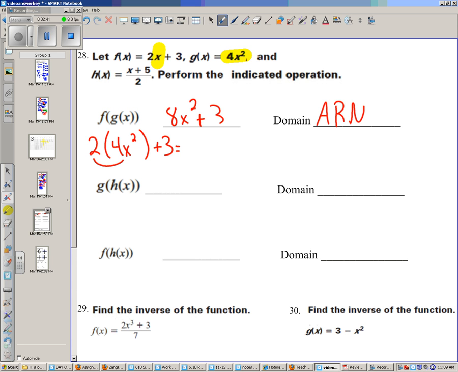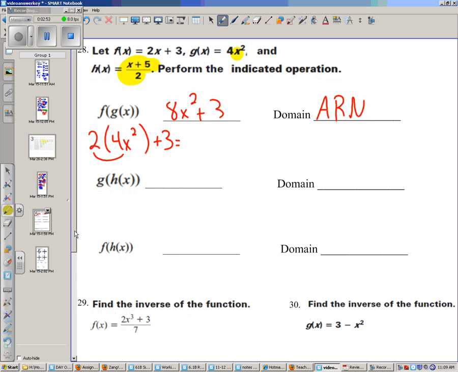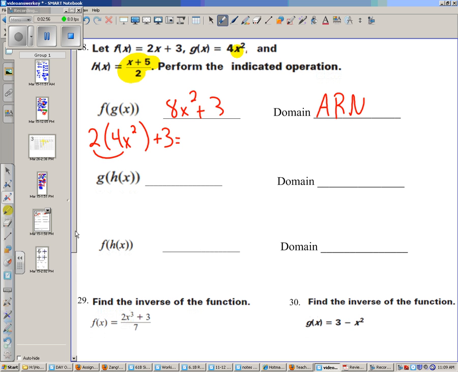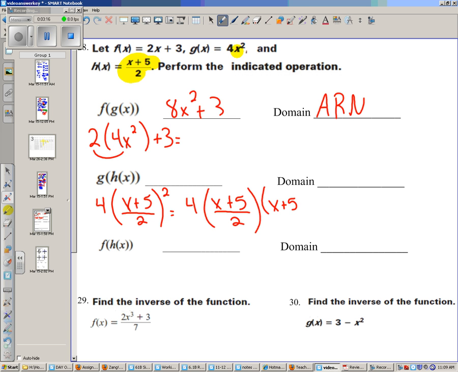All right, the next one. This time, I'm taking h and putting it into g. So all of this is going to go into that little x right there, and then I'm going to square it all. So the 4 is still going to be there, and in for x goes x plus 5 over 2 squared. And again, the squared is going to get the parentheses before the 4. So here's the 4 just coming along, and that parentheses means I'm supposed to take x plus 5 over 2 times another x plus 5 over 2.